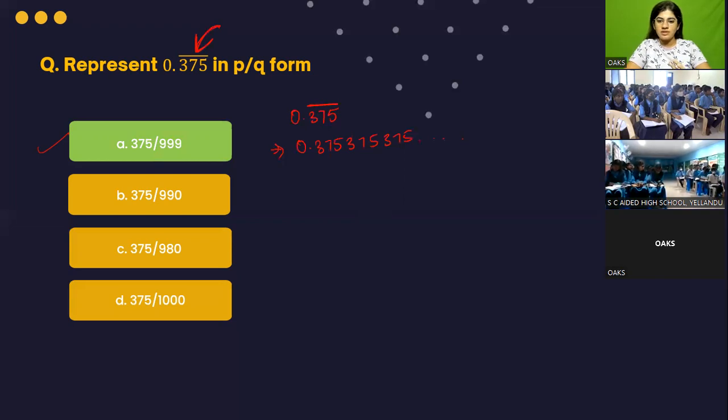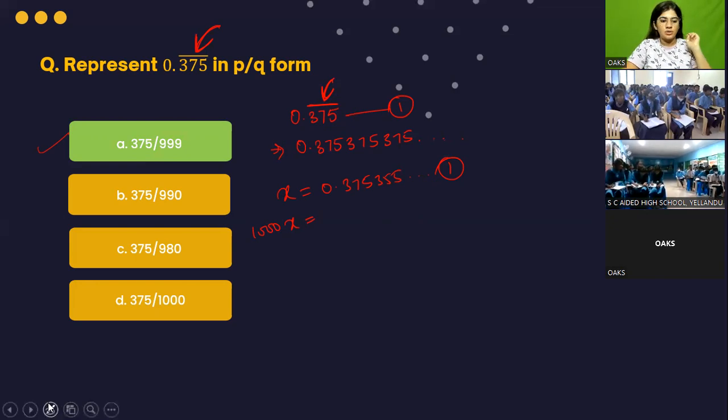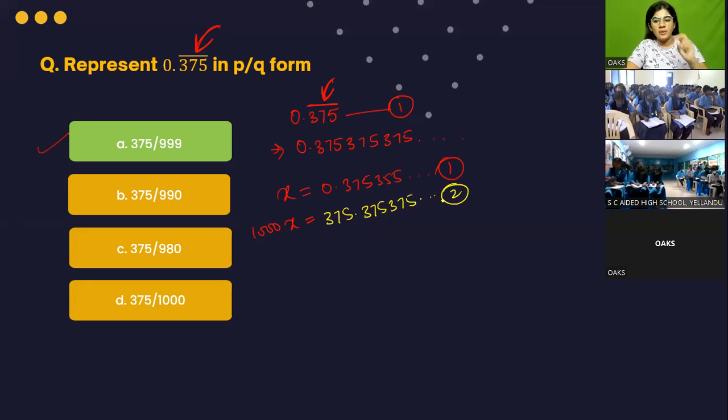How did we do this question? We take this number as x and name it 0.375, 375, and so on as the first equation. Then we multiply by 1000 because the periodicity is 3. The periodicity is 375 bar. Let me change my pen. So what I get here is this, dot, dot, dot. This is my equation 2.